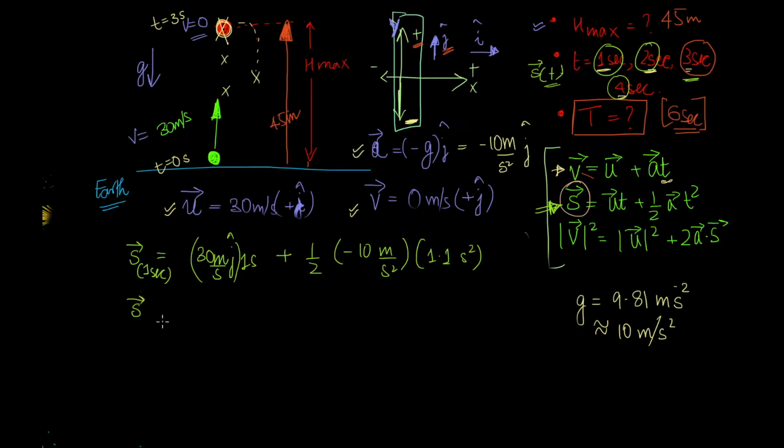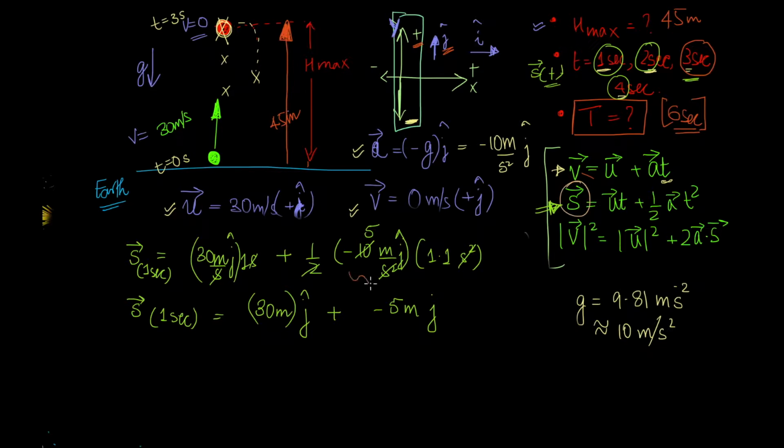What you get eventually is the fact that s of 1 second would be, well, seconds go by seconds, second squared goes by second squared. You're left with 30 meters in the j cap direction, plus, well, 10 goes by 2 gives you 5. That is to say, 2 times 5 is 10, and the negative sign right there gives you negative 5 meters, again in the j cap direction. And I forgot the j because I was being careless.